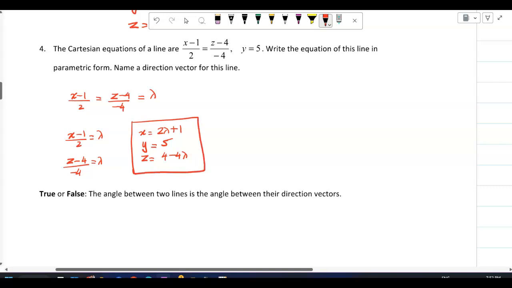Your y doesn't depend on the parameter. Good. Y is always 5, no matter what the parameter is. It's basically a constant number.